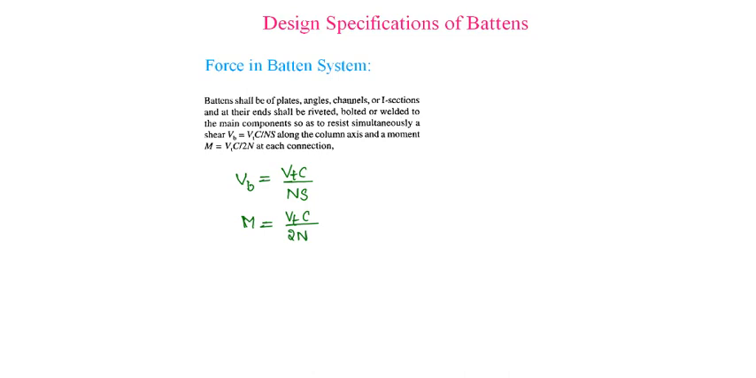The batten shall be of plates, angles, channels or I sections, and at either end shall be riveted, bolted or welded to the main components so as to resist this Vb shear and M moment at each connection.